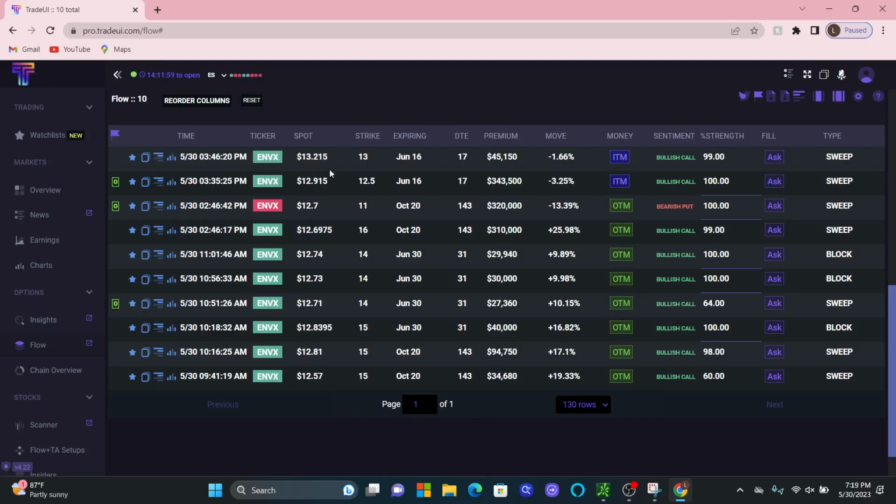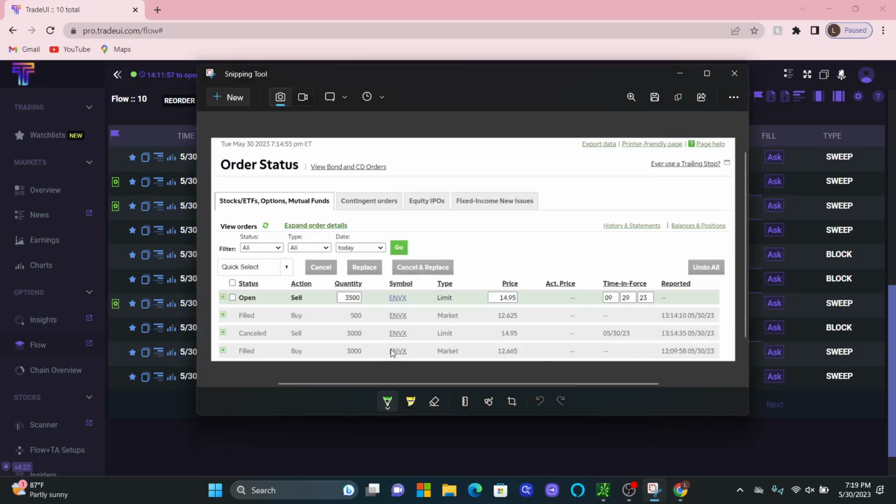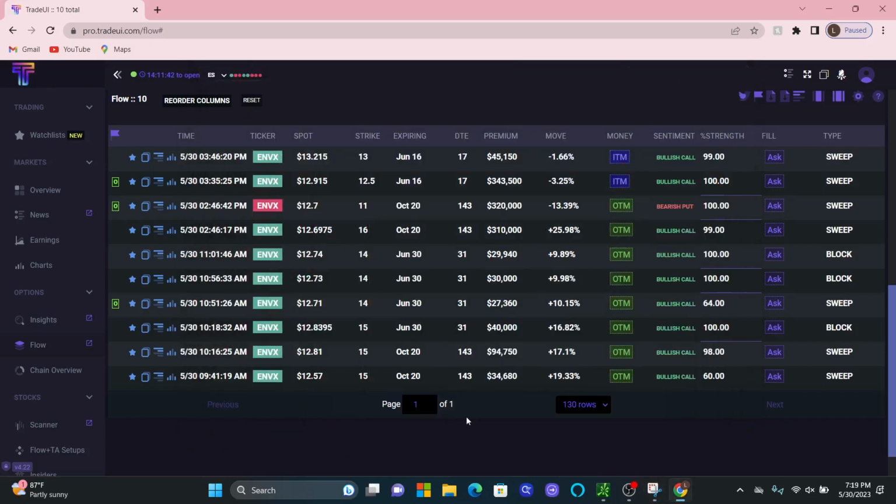We at the TradeUI team caught this at, let me get my snippet, we caught this at 12 o'clock. The first trade was 12.09. We got 3,000 shares at 12.66. And then it pulled back on us a little bit, so we decided to buy 500 more at $12.62, roughly around $114.